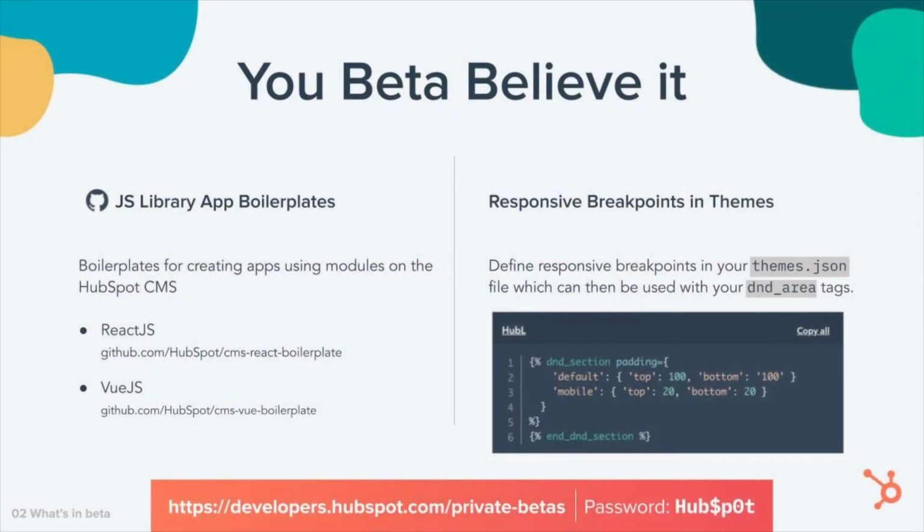Our first beta we're going to mention is our collection of JavaScript library boilerplates for building apps using modules on our CMS. We currently have two variations for reference, which are the React and Vue.js boilerplates. You can find these openly available on our GitHub. We also have our responsive breakpoints and themes beta currently running. This allows you to configure breakpoints inside of your theme that can be referenced when building your templates while using your D&D area tags.